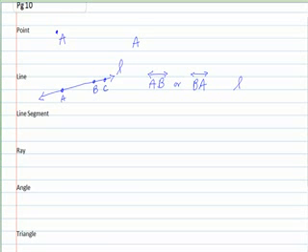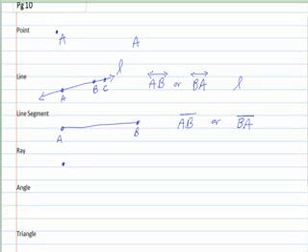The difference between a line and a line segment is that a line segment has a beginning and an end. And the symbol that goes with line segment could be AB or it could be BA.